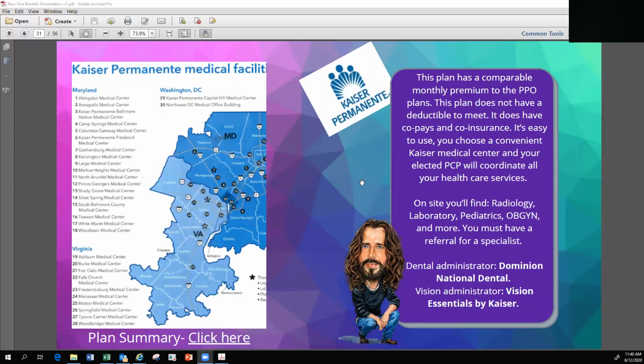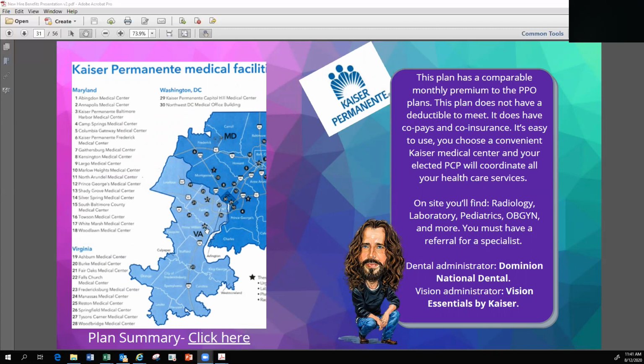Kaiser is our HMO plan. I guess the monthly premium is pretty comparable to the PPOs. It does not have a deductible to be met, which is great. It does have your copays and co-insurance. It's really easy to use. There's facilities all over, as you can see on this map where they're located. They're popping up all over. I think they're actually building another 3 in our local area. So it's really easy to use.